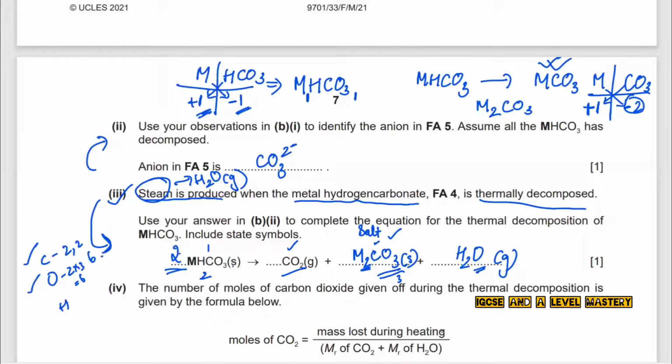And now coming to hydrogen. Hydrogen is 1 into 2 on the reactant side, which is 2. And on the product side also it is 2. And therefore, all the elements are now balanced. So the balanced chemical equation would be 2 metal hydrogen carbonate gives 1 carbon dioxide plus 1 metal carbonate plus 1 water.